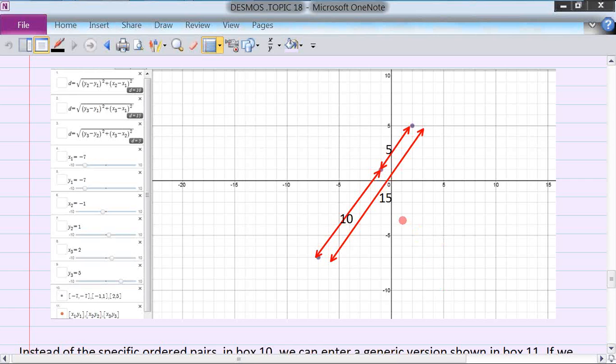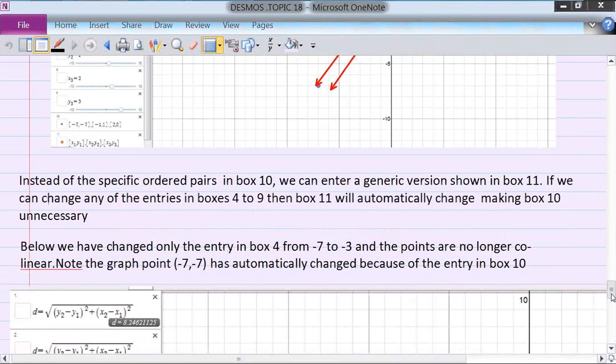If these points were not lying on a straight line, then 10 and 5 would not sum to 15. That's how you know they're lying on a straight line: when you add 10 and 5, they come out to the distance between here and here. If they were not on a straight line, this distance would not equal 15. So that's just something to show.